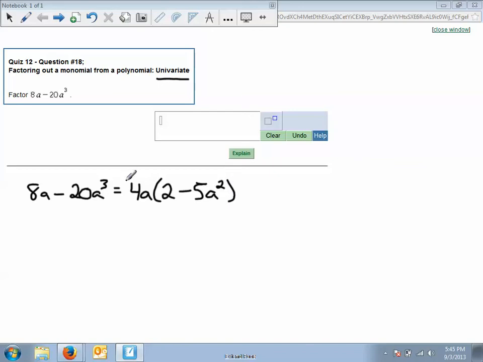So in looking at this, we have factored out a 4a from that binomial. And then when we factor out a 4a, we have 2 minus 5a to the second left.